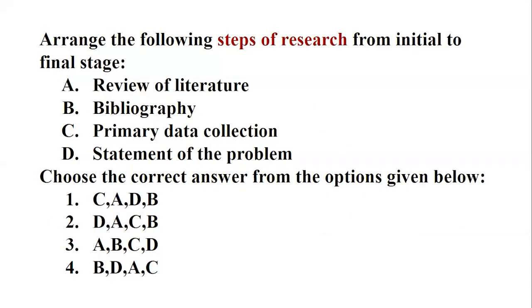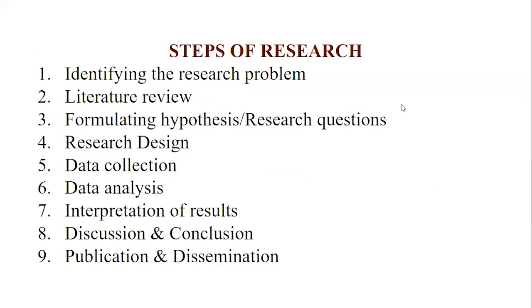To our next question: arrange the following steps of research from initial to final stage. So in the question, you have to arrange these steps of research. So there are 4 steps of research and you have to arrange them from initial to final stage. So what are the options? Review of literature, bibliography, primary data collection, and statement of the problem.